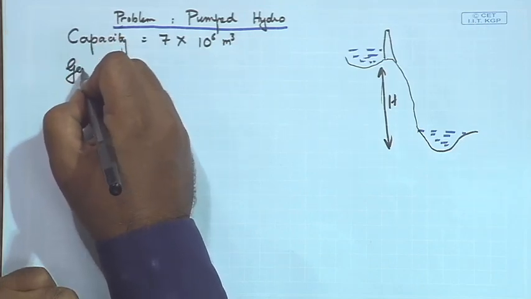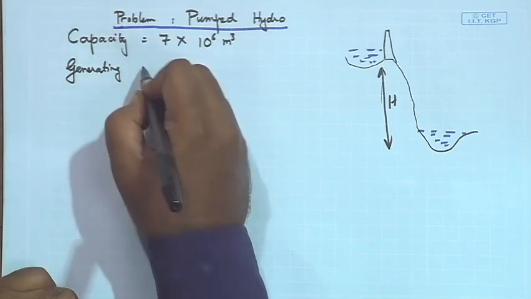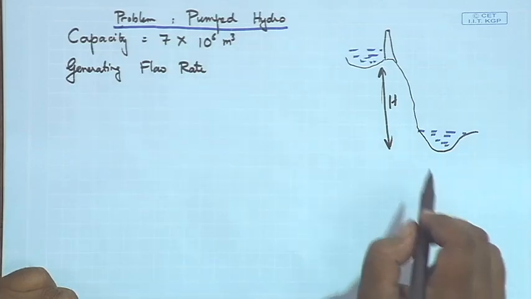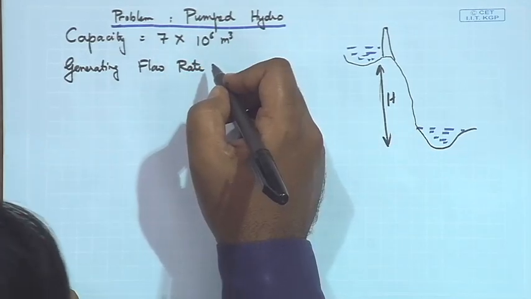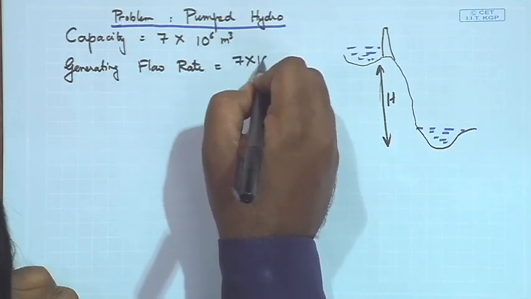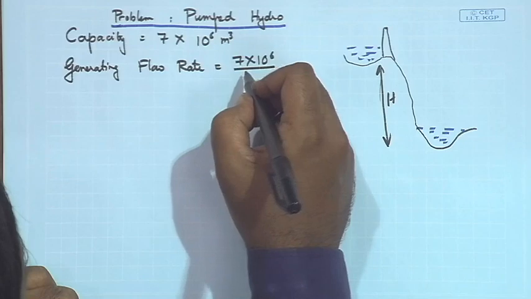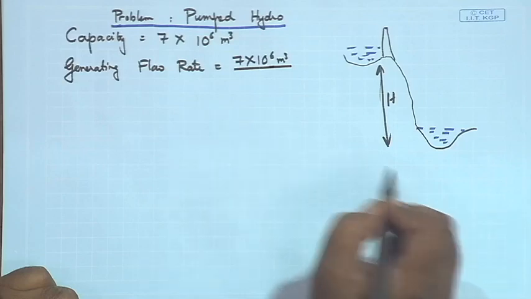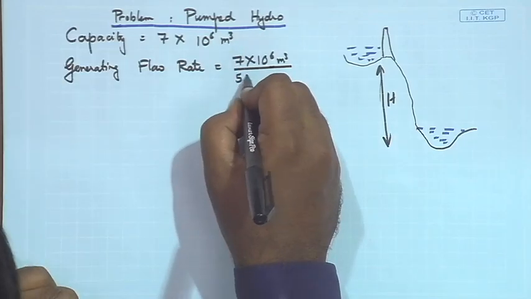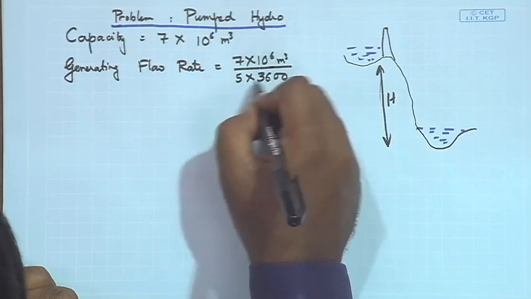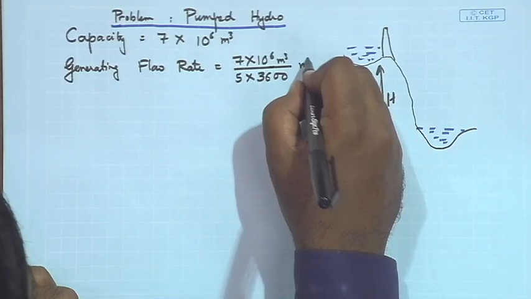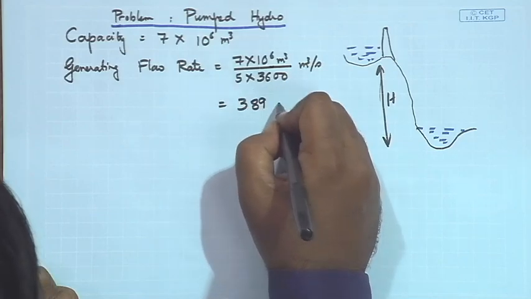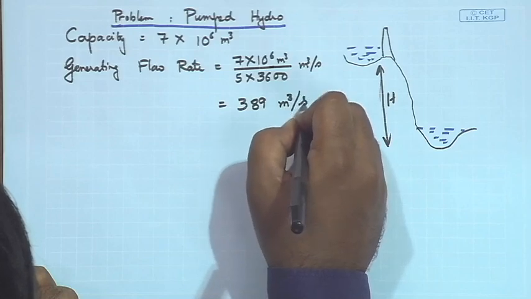generating flow rate, this is when the power is generated. What is the flow rate into the turbine during power generation? So, I can write it as 7 into 10 to the power 6 divided by, so this is the volume which is fed to the turbine over a period of 5 hours. So, I would write it as 5 into 3600, that is the number of seconds in 5 hours, meter cube per second, and it comes out to be 389 meter cubed per second.